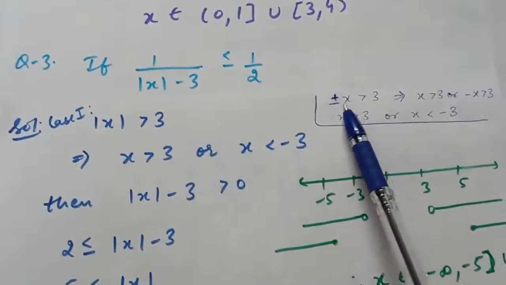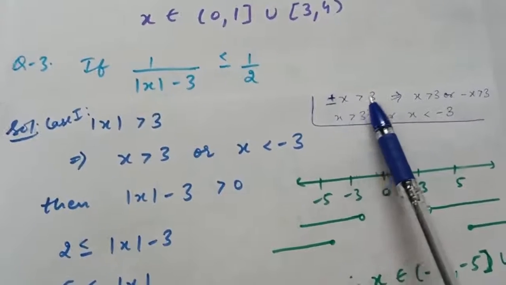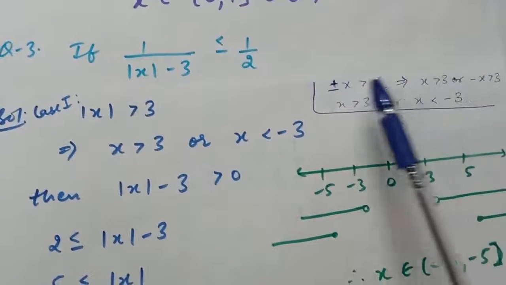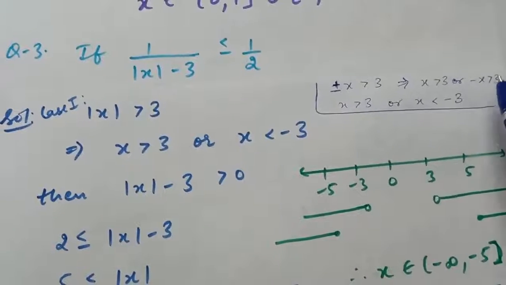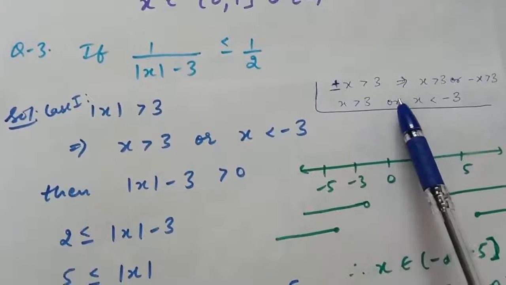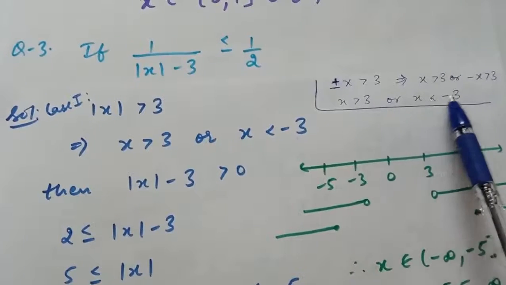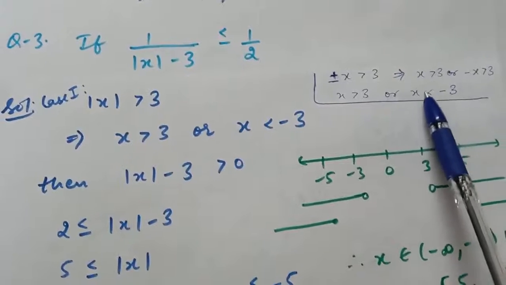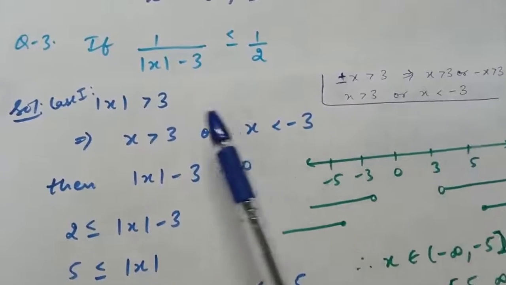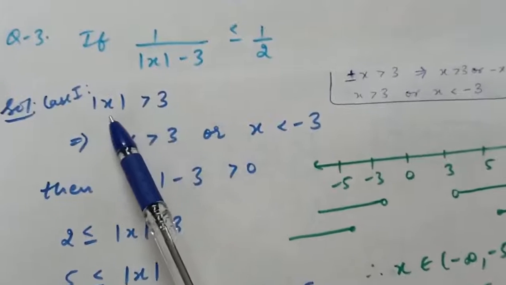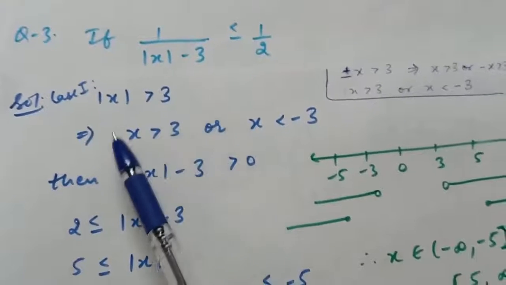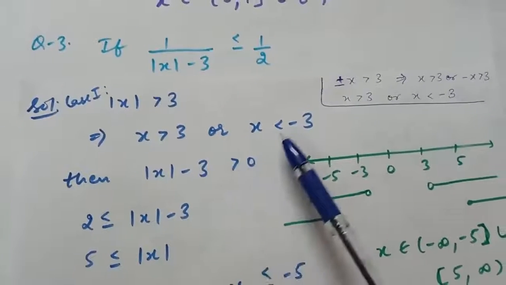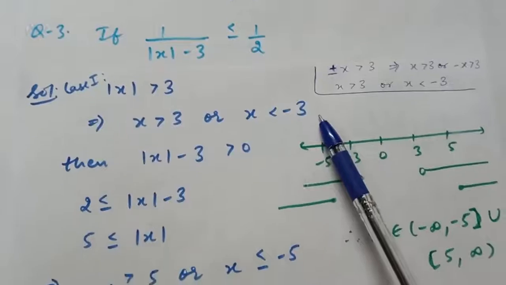Now modulus of x means plus minus x greater than 3, which implies x greater than 3 or minus x greater than 3, which means x greater than 3 or x less than minus 3, because we are multiplying both the sides with minus 1. So the sign of the inequality will change, right? So this is what I have written here: when modulus of x is greater than 3, it implies x greater than 3 or x less than minus 3, right?